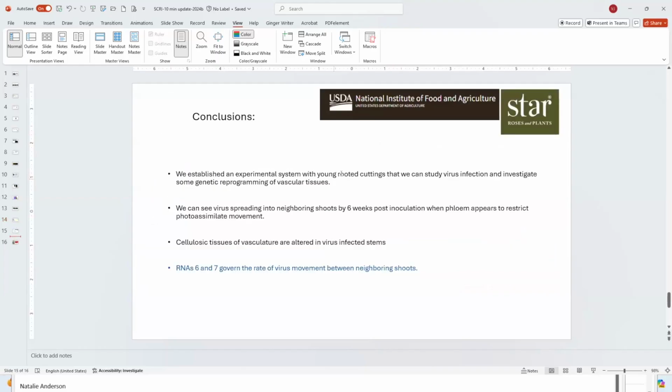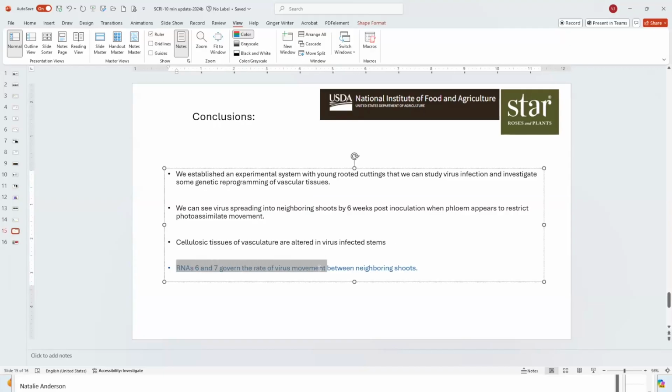So we're establishing an experimental system using young rooted cuttings to study virus infection and investigate genetic reprogramming of vascular tissues, understanding how viruses spread into neighboring shoots by 6 weeks, and when phloem appears to restrict photoassimilate movement. And it looks like there's some cellulosic deposition of tissues in the vasculature that is altered during virus infection in stem. And as I said, we're looking more closely at RNA 6 and 7, governing the rate of virus movement between neighboring shoots.